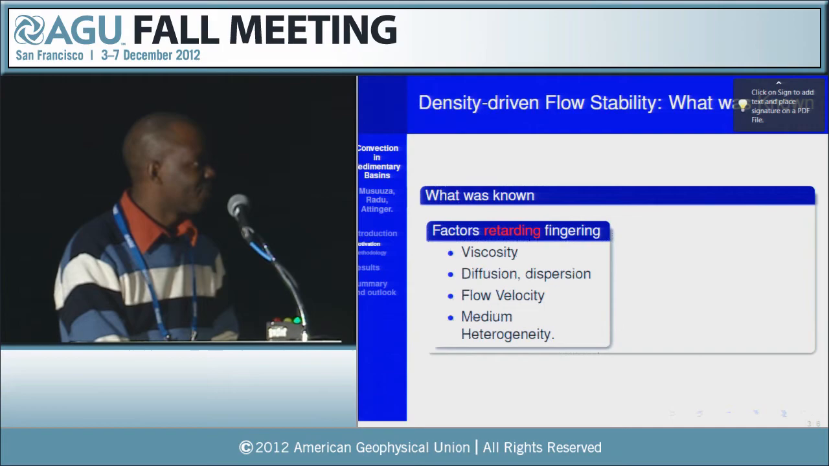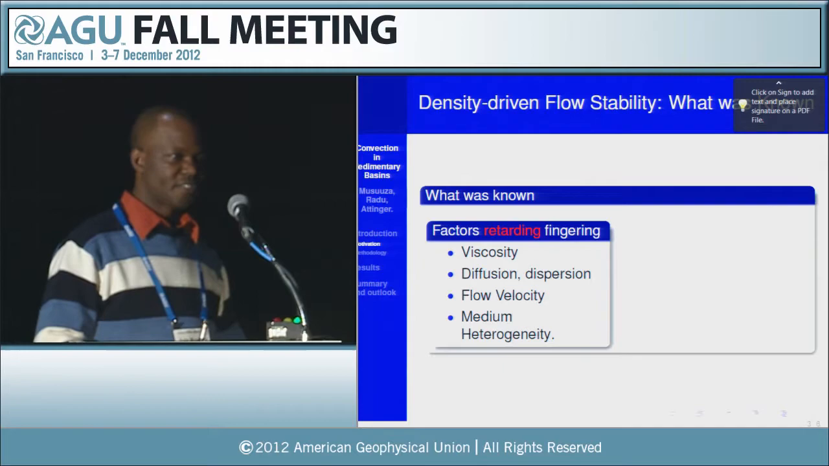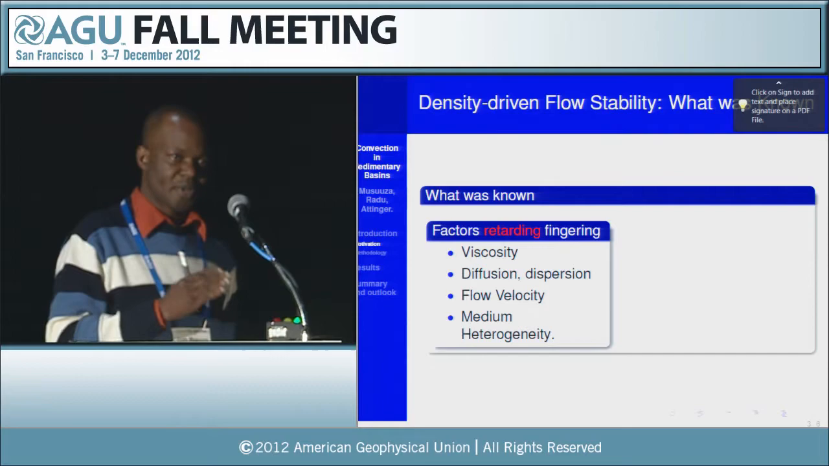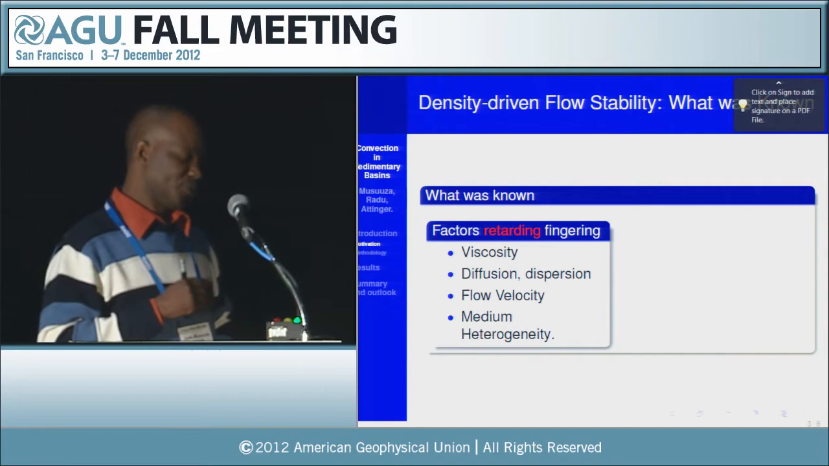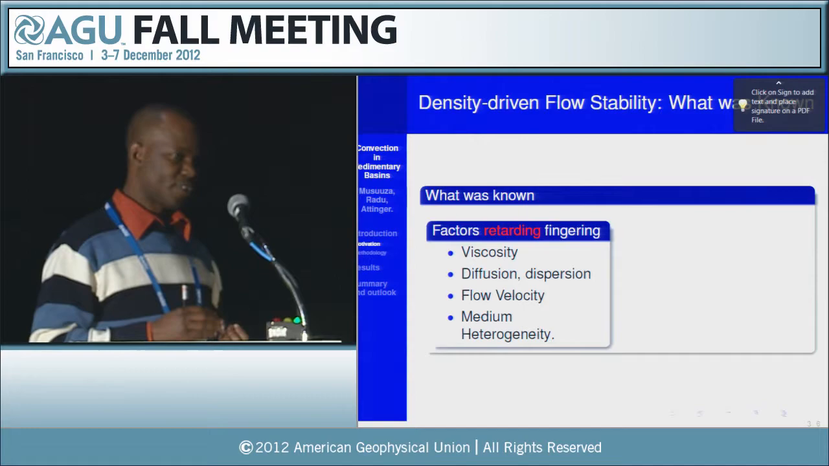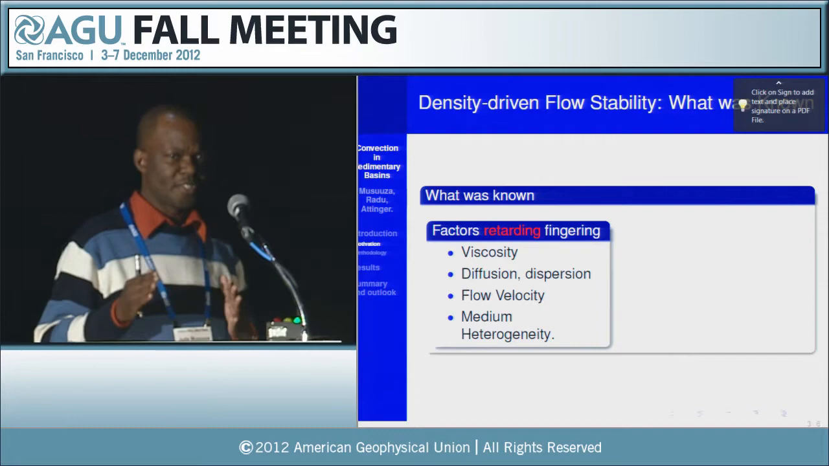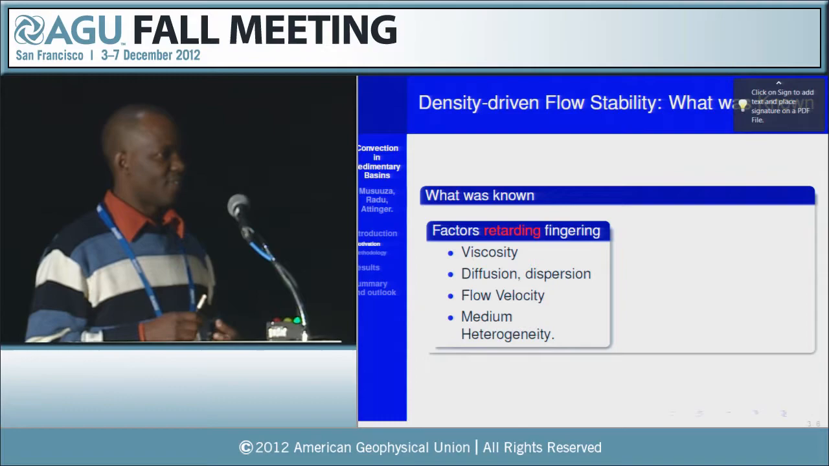This work is in the general framework of fingering instabilities in density-driven systems, and for some years now, some work has been done. Some factors are known to retard the growth of fingers, while others promote it. For example, viscosity is known to dissipate the energy and hinder the growth of fingers, while diffusion and dispersion cause mixing. The flow velocity that is orthogonal to the direction of the fingers will transport them before they form and grow. And medium heterogeneity also causes mixing.